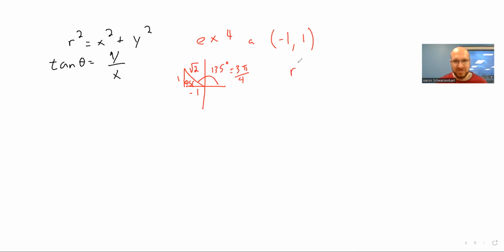Again, I could use the formula. And I get r squared equals 2, and r equals square root of 2. The radius is always positive, so I don't need the negative one. I looked at my chart and got my angle. So if I simply did tangent of theta equals y over x, 1 over negative 1, I will get negative 45 degrees, or negative pi over 4, which is over here.